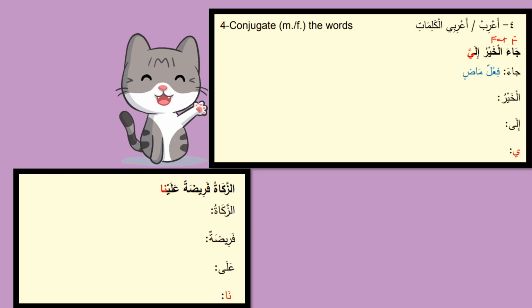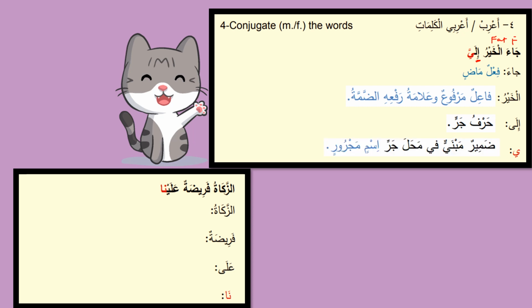So first of all, ja'a fail madi. After that we need to do the i'rab of al-khair. So al-khair is fa'ilun marfu'un wa alamatu raf'ihi ad-damma. And ila, now you need to explain ila. There is a harf jar here, so ila is a harf jar, right? And the ya mutakallim, you know that there are 2 yas now. So the ya mutakallim attached with the ila is in the position of ism majroor. Even if you don't want to say damirun mabniun fi mahalli jar ism majroor, you can just write or say ism majroor. That will be enough in Arab.